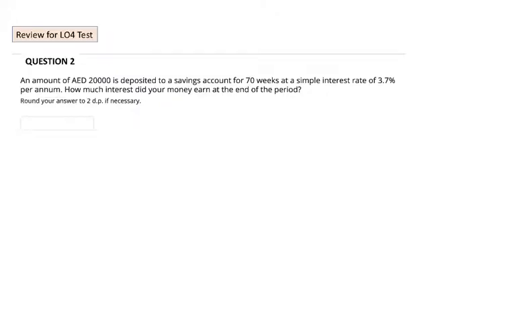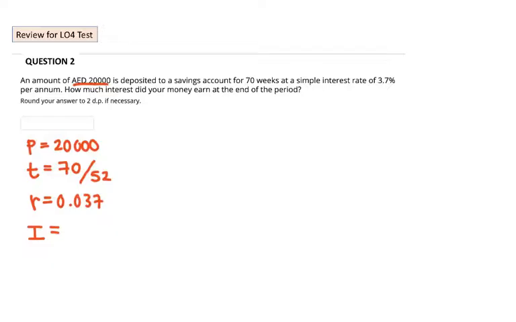Okay, let's look at this next question. An amount of 20,000 is deposited. So again, that's the P, that's the starting amount, 20,000, into a savings account for 70 weeks. That's a time, but I can't just say 70 because that would mean 70 years. So to change it into years, 70 divided by 52 weeks in a year. The simple interest rate, R, is 0.037 per annum, means per year. And again, they're asking about how much interest did our money earn.